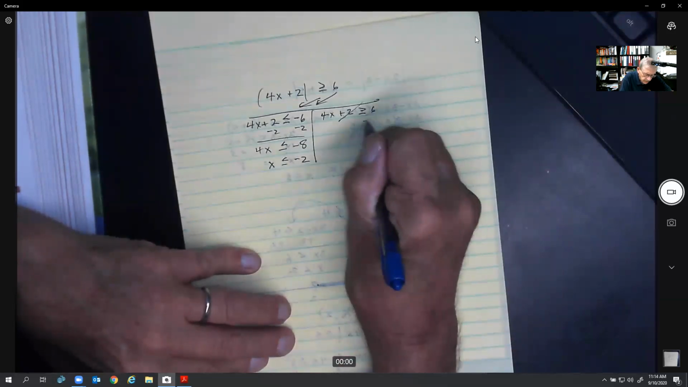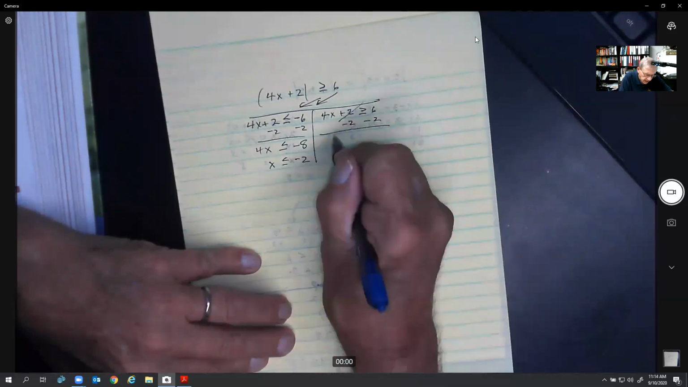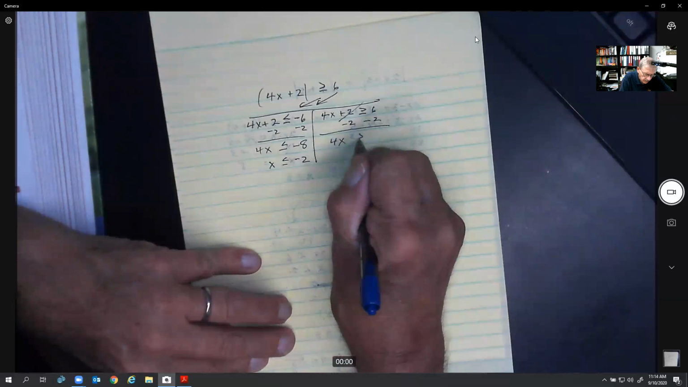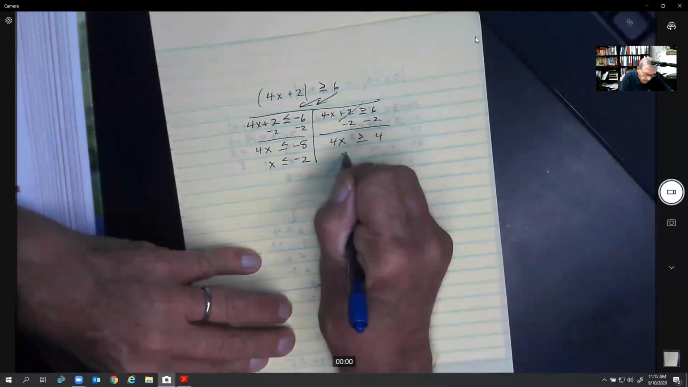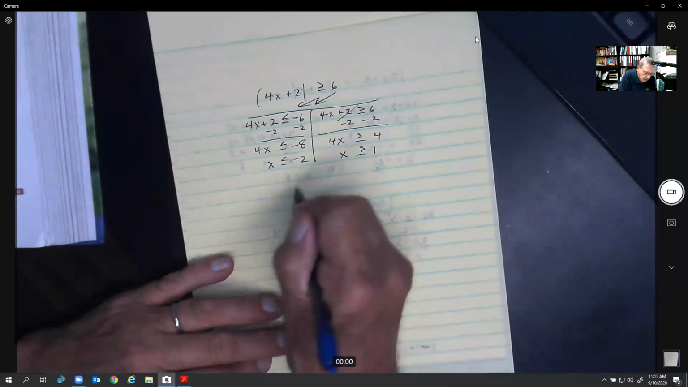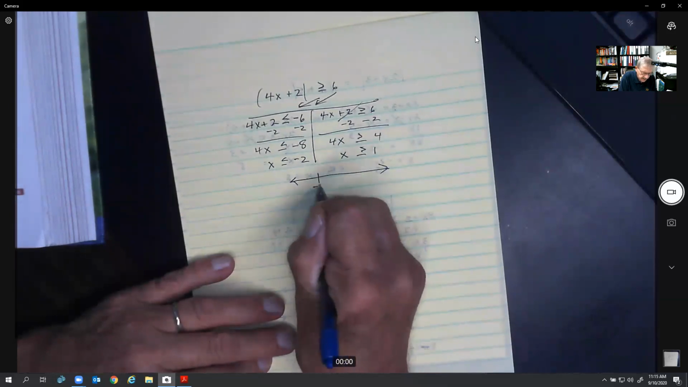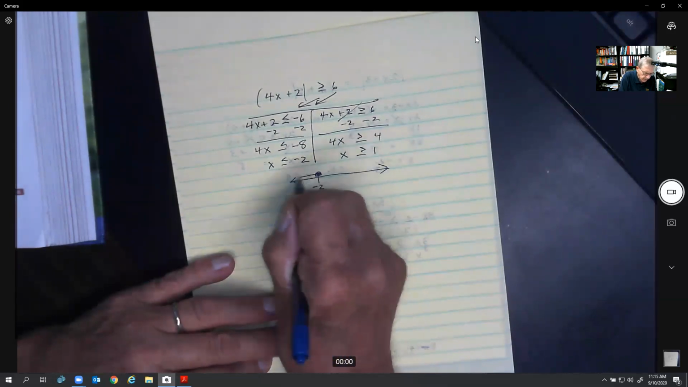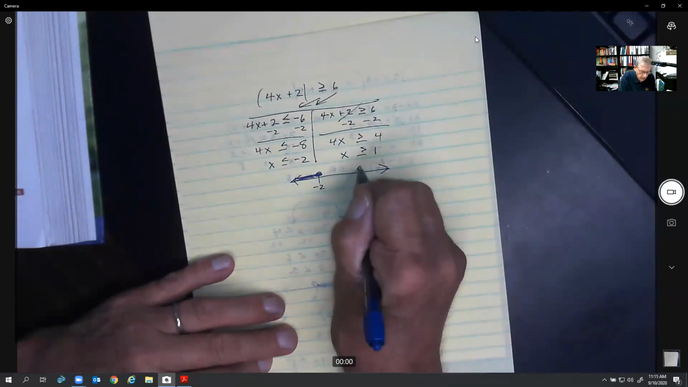Bring it over. Add a -2 to both sides. 4x is greater than 4. Divide both sides by 4. No need to switch. 1. So what I'm saying here is it's less than -2 or maybe equal, but it's greater than 1 or maybe equal.